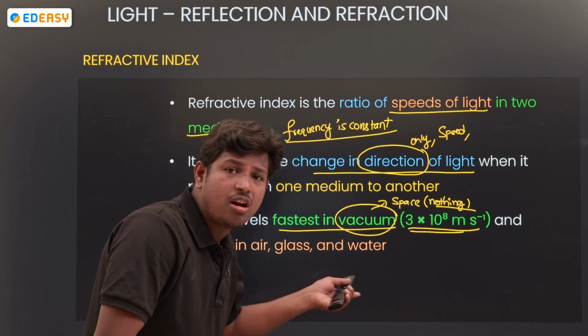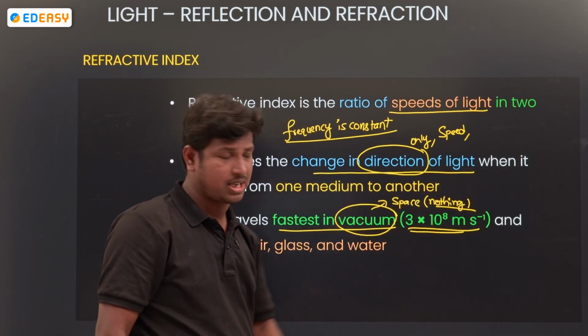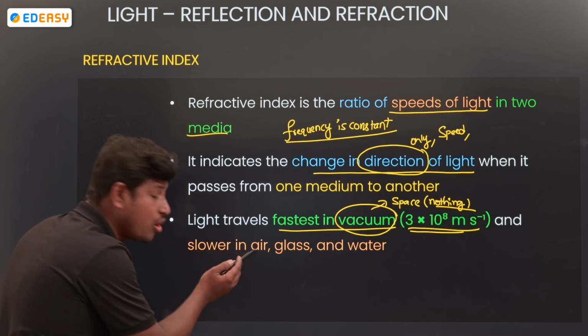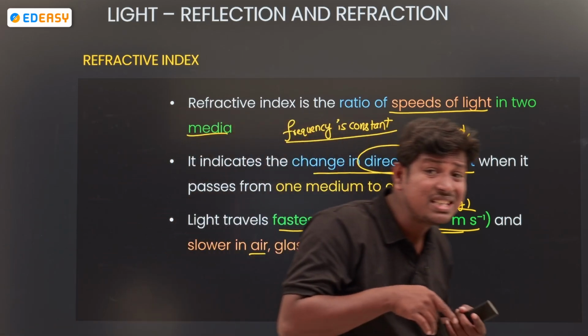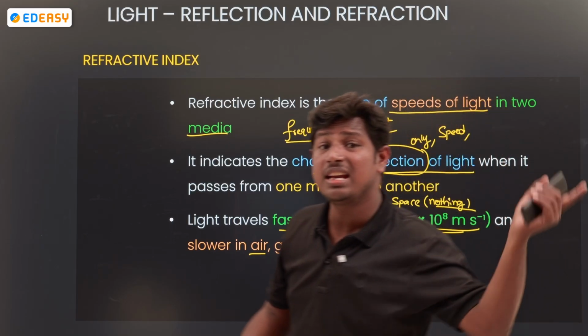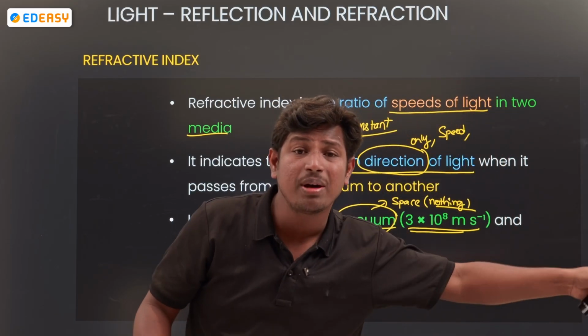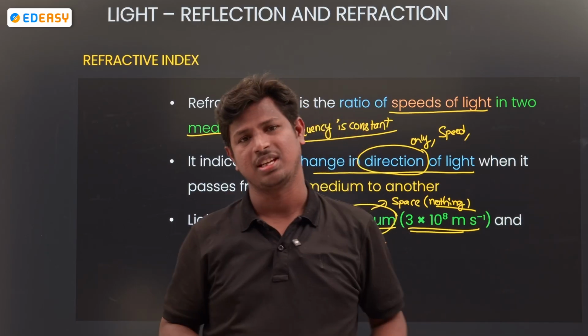Okay, what is the speed of light in vacuum? 3 × 10^8 meters per second. And it is slower in air, glass and water. Why is it slower in glass and water? Because, as we already decided, it depends upon the nature of the material. If the material changes, the speed also changes.